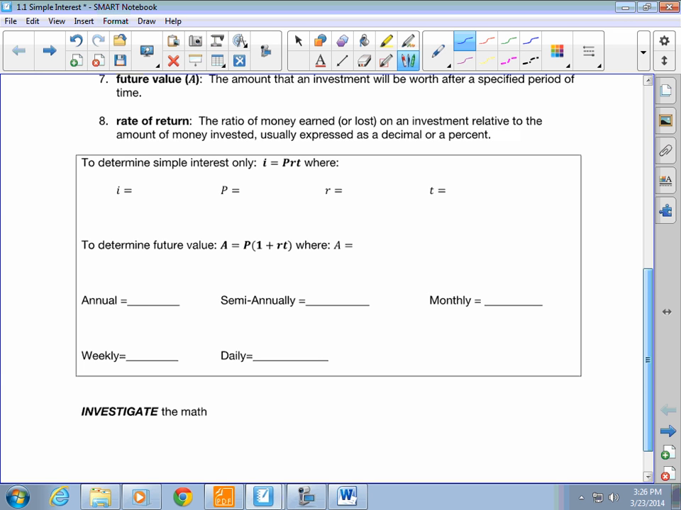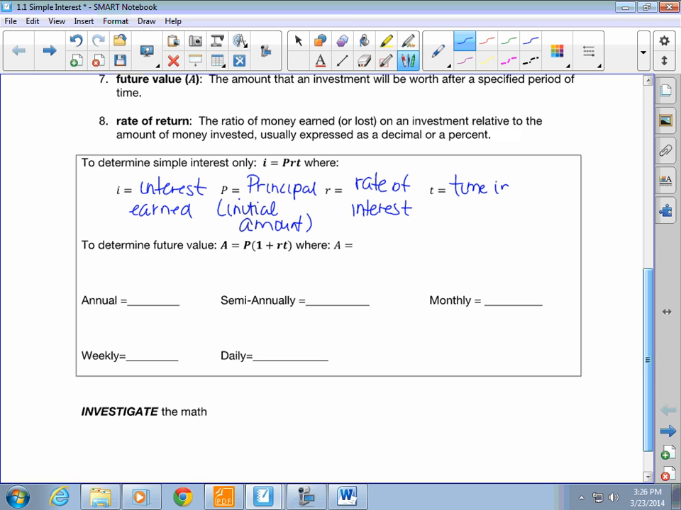So I is equal to your interest earned or interest paid. P is your principal or initial amount. R is your rate of interest. And T is time in years.